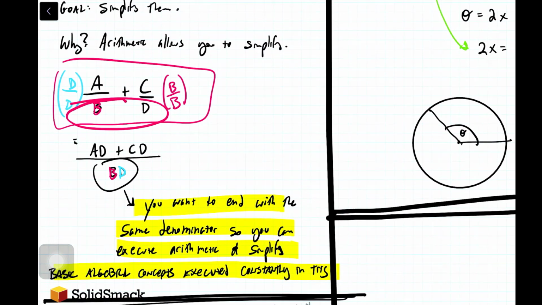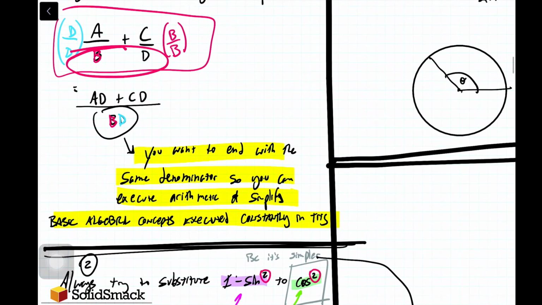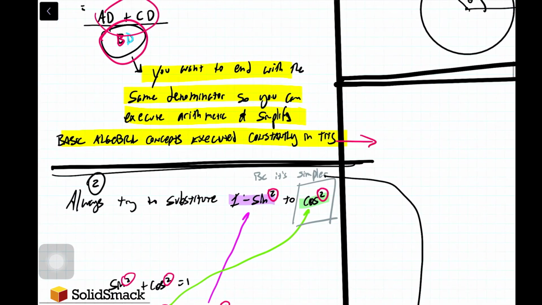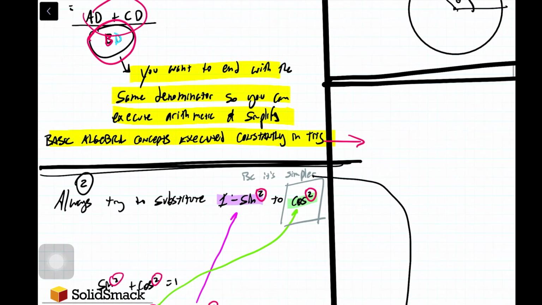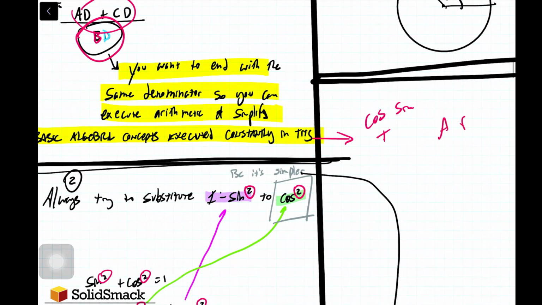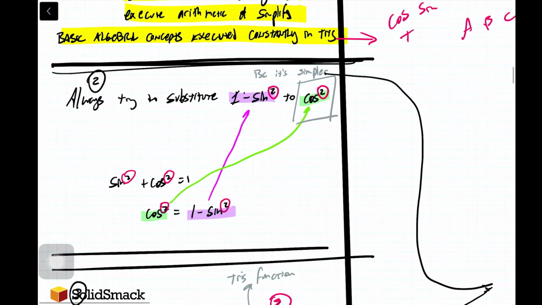And I'm going to show you a couple more tools to make that happen. Once you get the denominators to match, I'm just going to drill this in and repeat it. You want to end up with the same denominator so you can execute arithmetic. And once you do arithmetic, you simplify things. You get less terms, you combine. And these are basic algebraic concepts that are being executed in trig. So just because you see a whole bunch of cosine and sines and cotangents, don't let that create clutter for you. They're just A's and B's and C's. They're just variables.